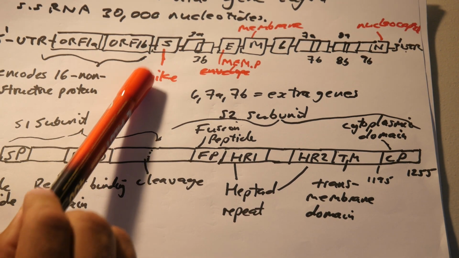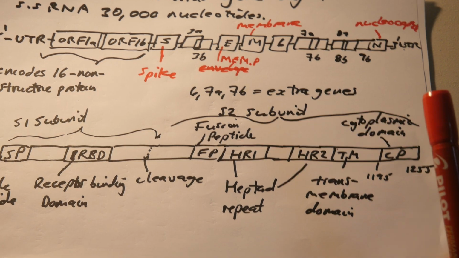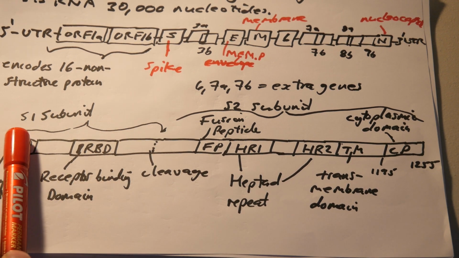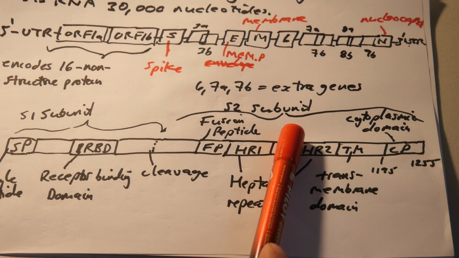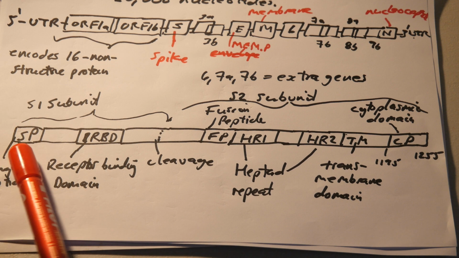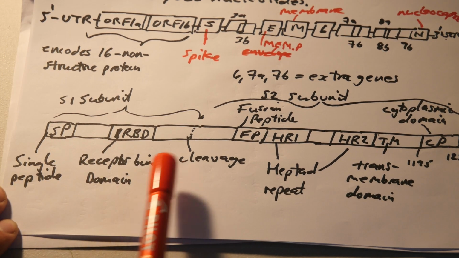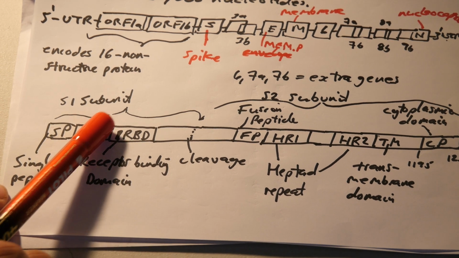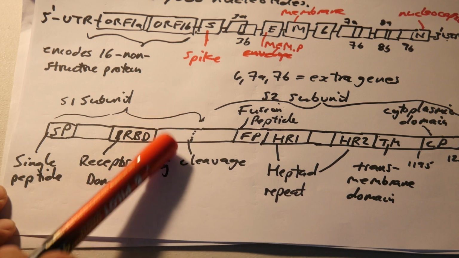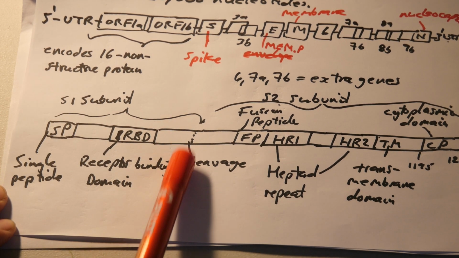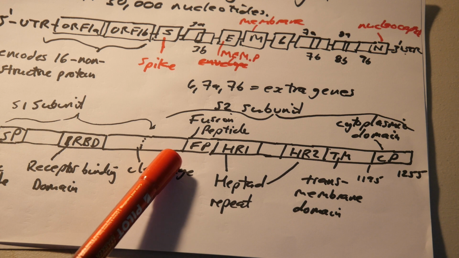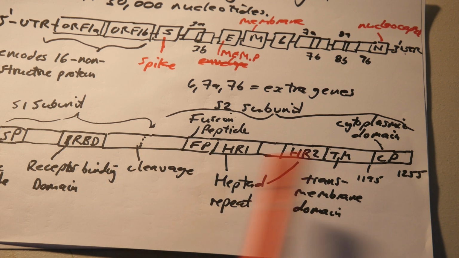I mentioned all these things are extra genes. The spike protein itself is in two sections, okay? S1 subunit and the S2 subunit, okay? The one end of this thing is a single peptide, SP. Then you got the receptor binding domain. That section binds to receptors in the host cell and the human cells. That point is a cleavage site where this thing is actually chopped in half. And then you got a fusion peptide here. That section is involved in fusing to the human cells.